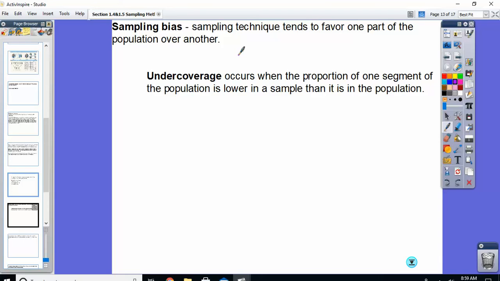So your bias is really just when your results aren't representative of the entire population. And that can be because of how you chose your sample.